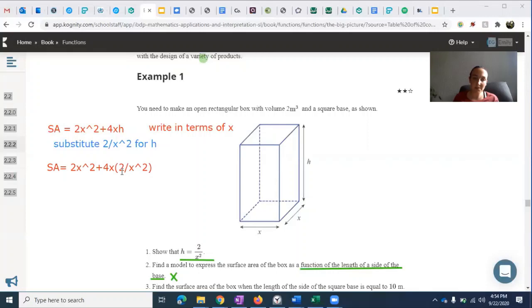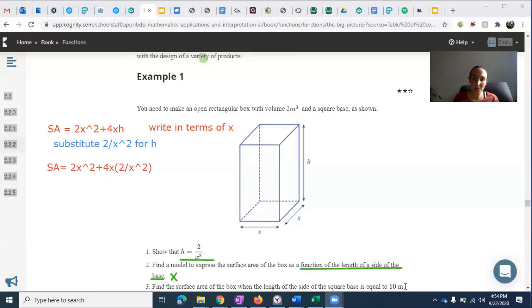You could do other things with this, right? You could simplify it, and that would be fairly easy to do because we have here 4x times 2 divided by x squared. So that's something that we might get into next time. But I could even use this kind of messy formula to solve part 3. Part 3 says, find the surface area of a box when the length of the side of the squared base is equal to 10 meters.